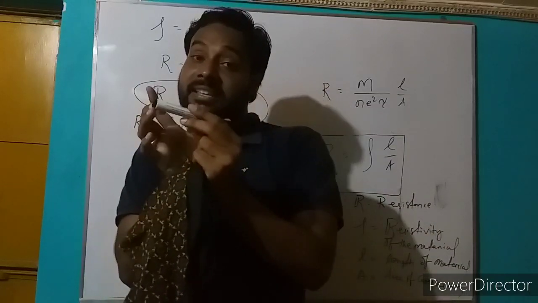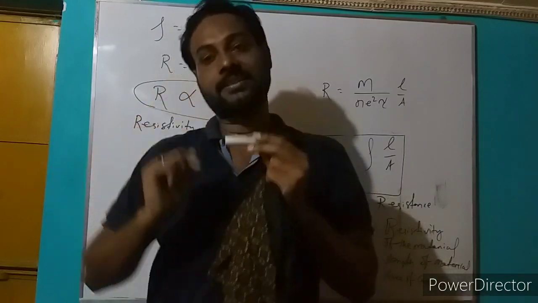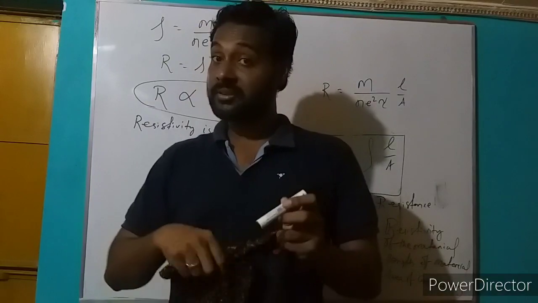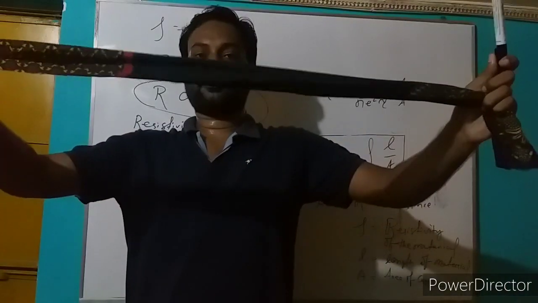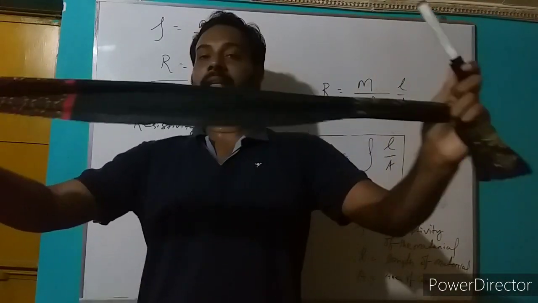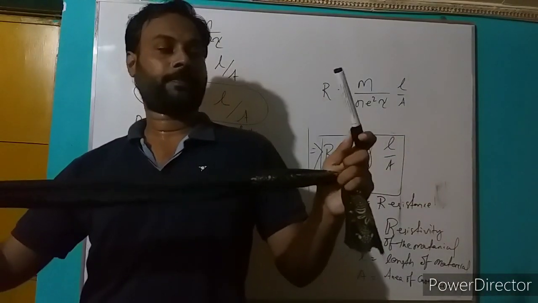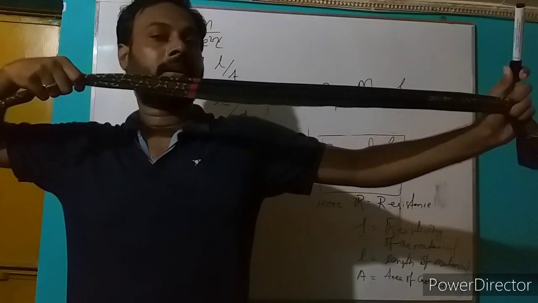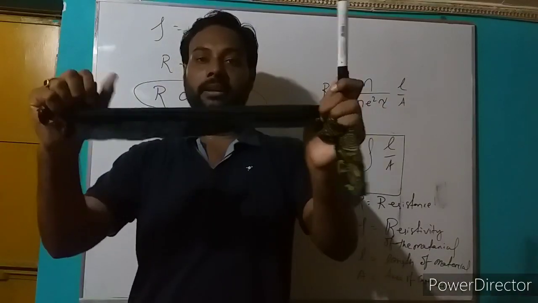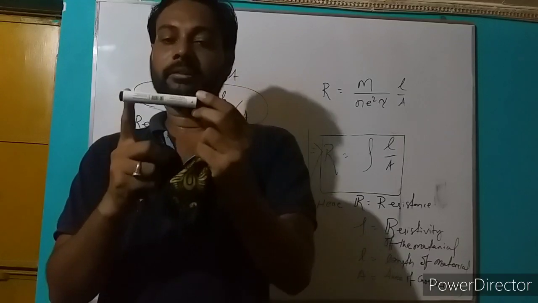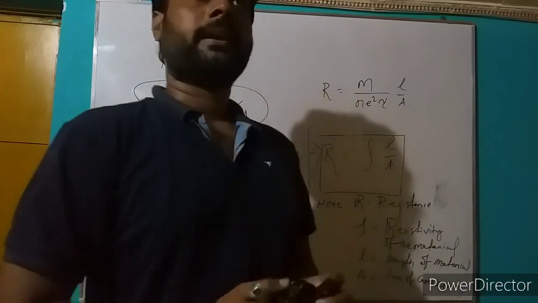That means if we increase the length of that conductor, then the area gradually decreases. Okay, the area gradually decreases like that. If we expand this one, it becomes longer, so the area of cross section becomes smaller. If we compact it, the length becomes smaller and the area increases. So resistance depends on what?